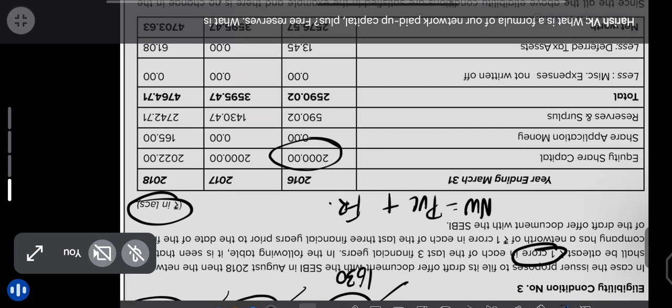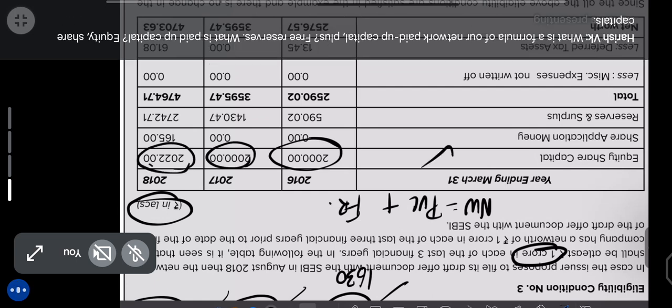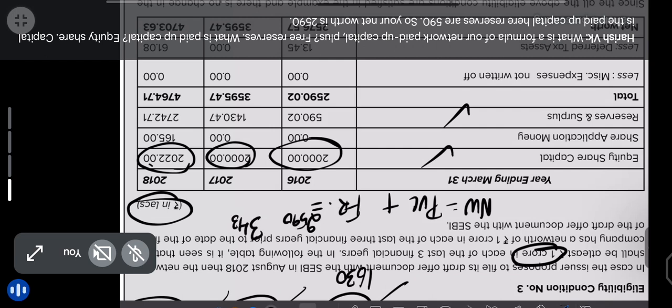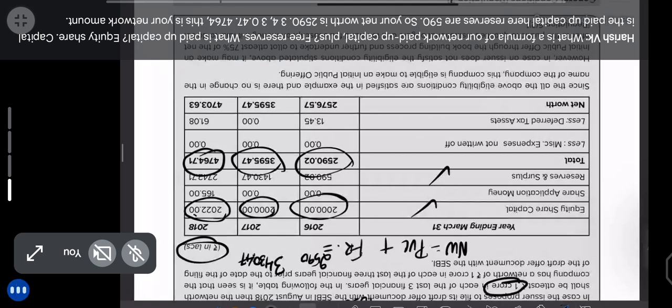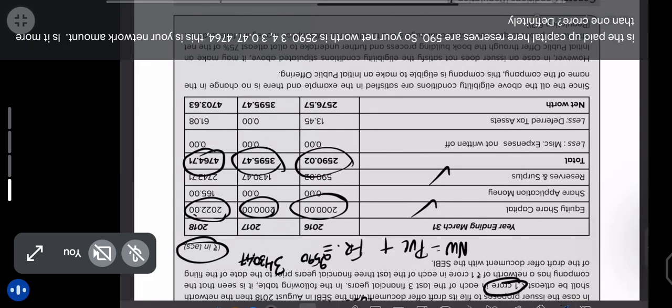What is paid up capital? Equity share capital is the paid up capital here. Reserves are 590. So your net worth is 2590, 3430.47, and 4764. This is your net worth amount. Is it more than 1 crore? Definitely it is more than 1 crore. So you can go ahead.